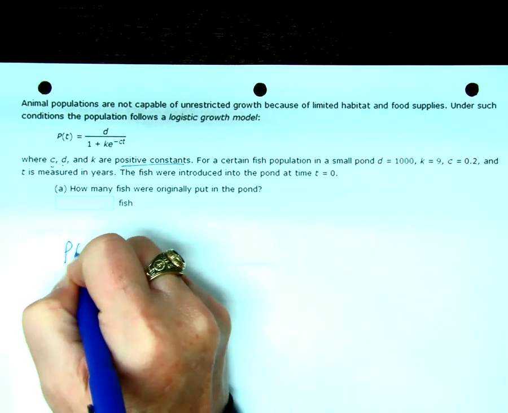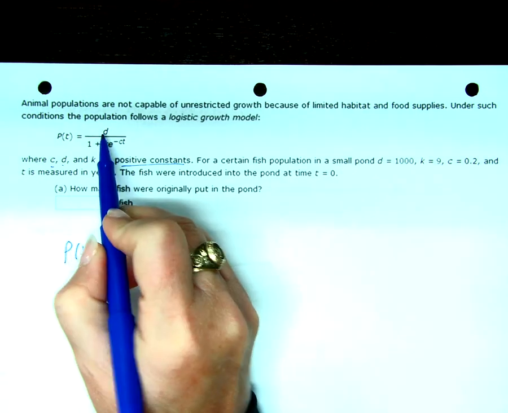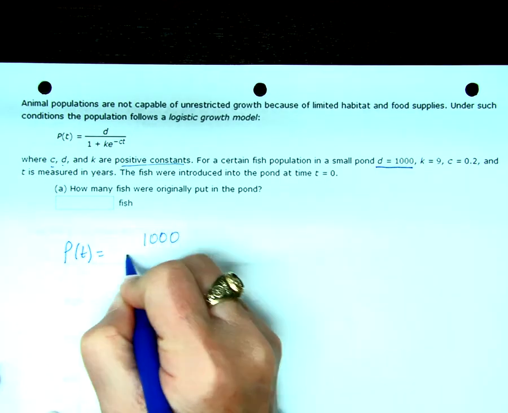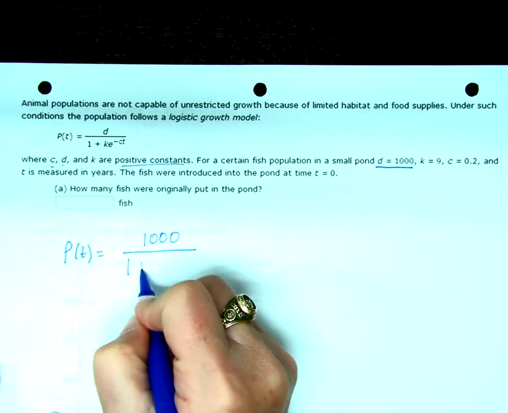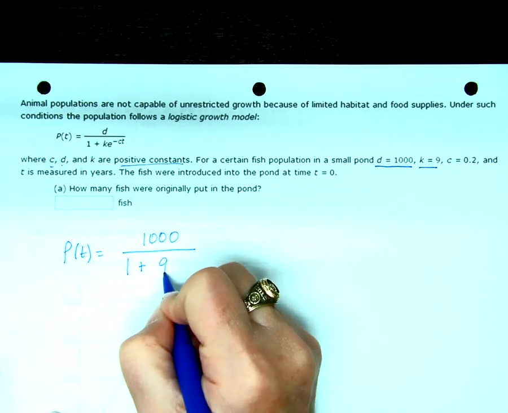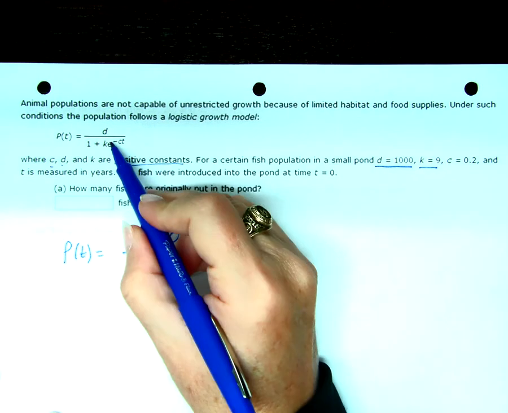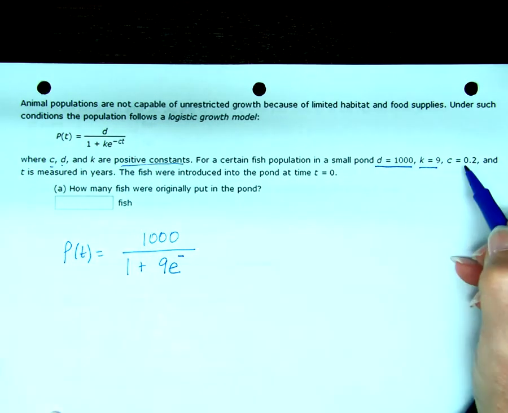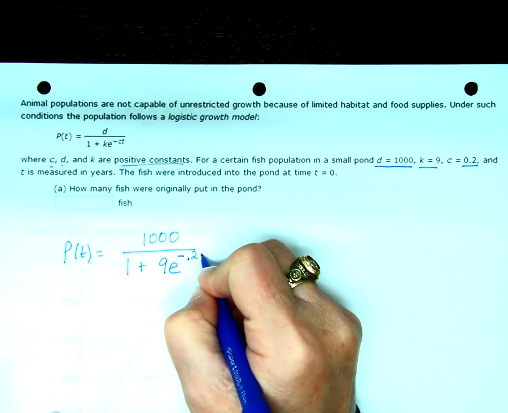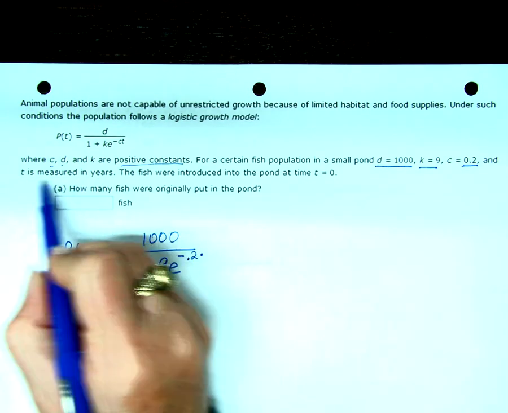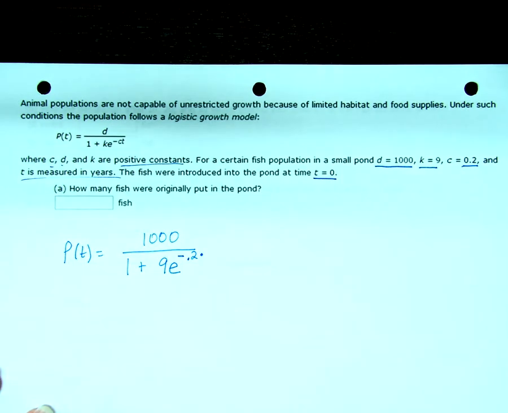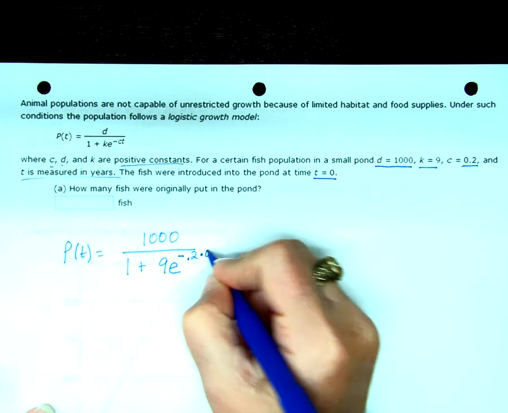P of t equals d, which is given right here as 1,000. So 1,000 is what is in my numerator, divided by 1 plus k, and k is 9. So 9e raised to the negative c times t power. Well, I've got my negative right there. C is 0.2 times t, which is measured in years. Okay, and when the fish were introduced, our t was 0. So we're putting t as a 0.